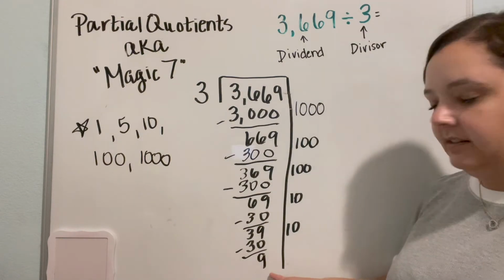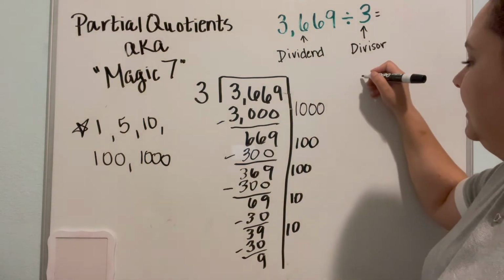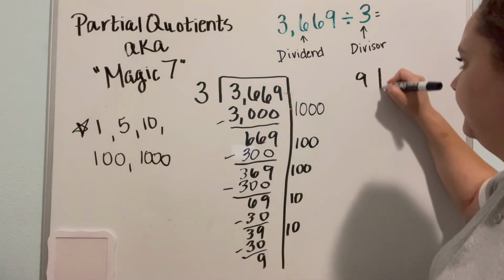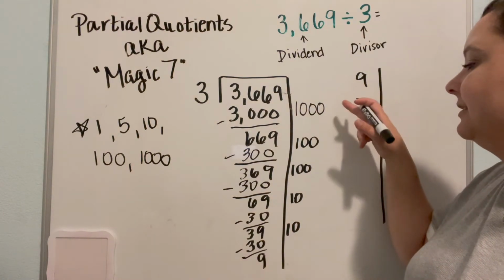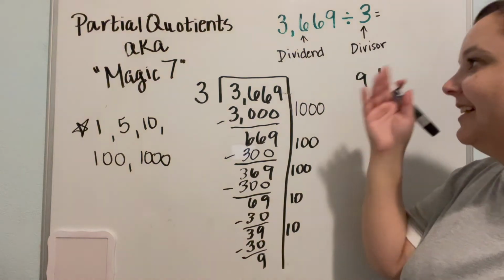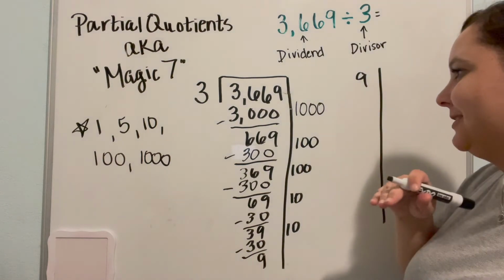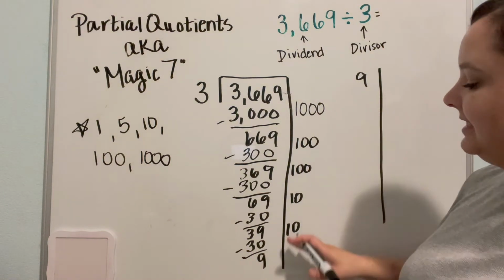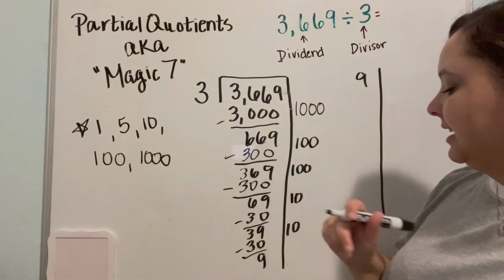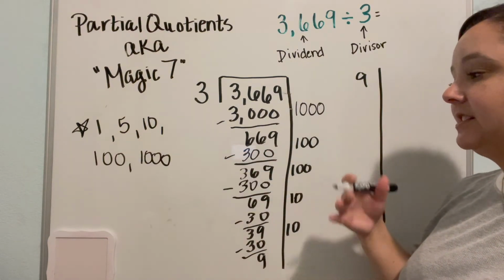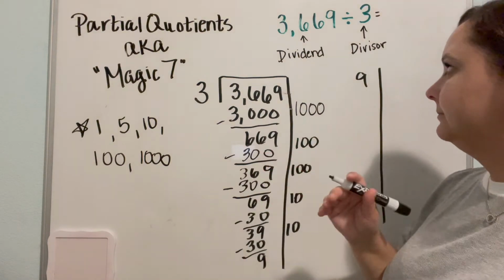And now I'm going to move just over here so that we can still see. So I have 9, and we need to figure out what we can multiply to get as close to this dividend as possible. 10 is too big because 30 is greater than 9. So we move down to 5. 5 times 3 would give us 15. 15 is too large because it's greater than 9. So we're going to use 1.